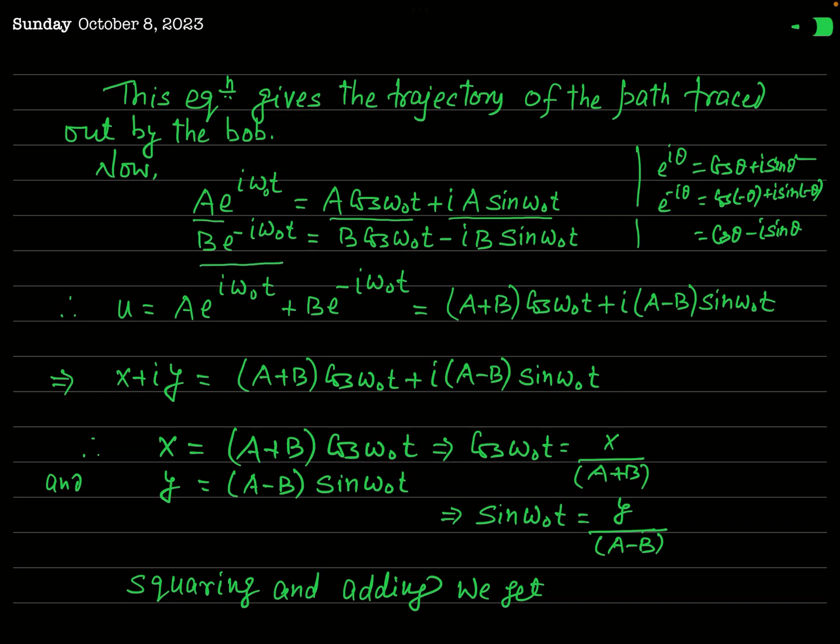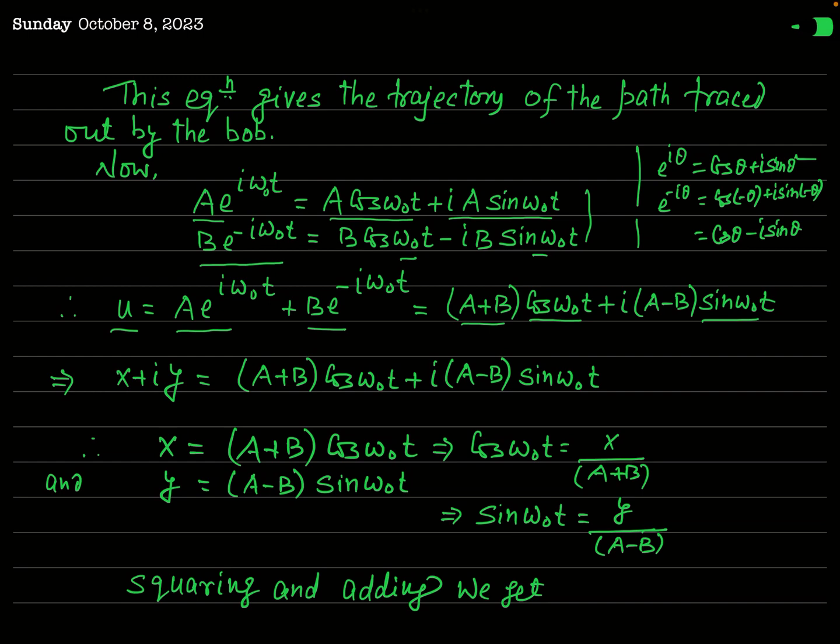And b e to the power minus i omega naught t will be equal to b cos omega naught t minus i b sin omega naught t. Okay. So now substitute this expression in your result, which is u equal to a e to the power i omega naught t plus b e to the power minus i omega naught t. You can see when we add these two, let us take the first two terms added. First of all, here cos omega naught t will be common and the remaining factor will be a plus b. And when you combine the second term, then i times a minus b into sin omega naught t will become. Okay, it is clear.